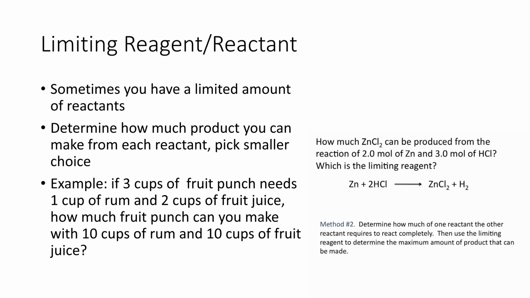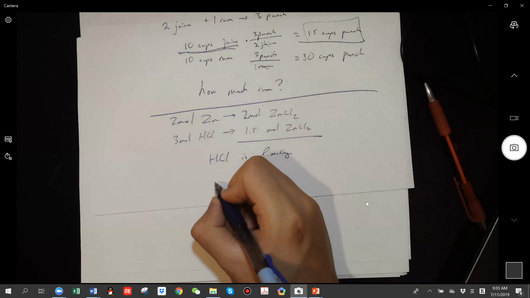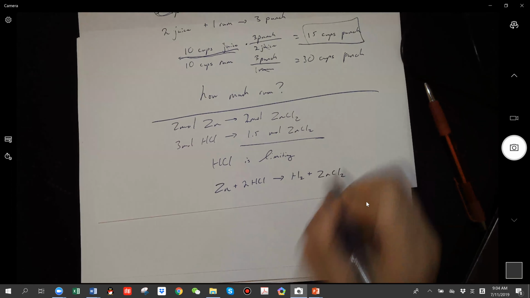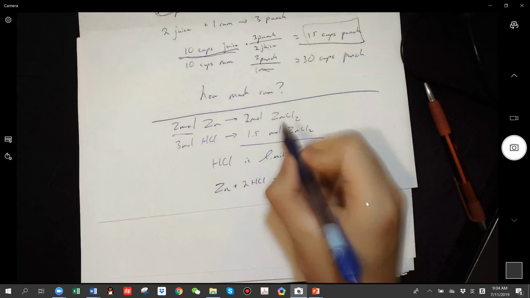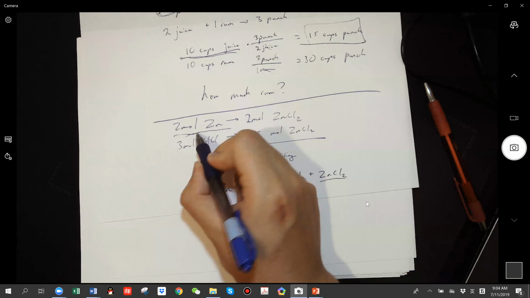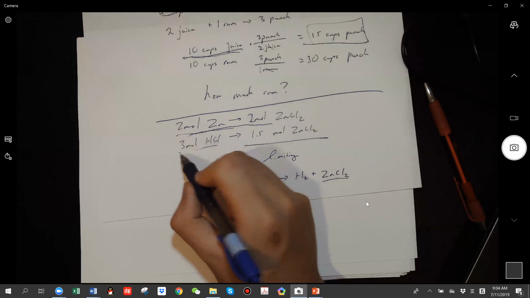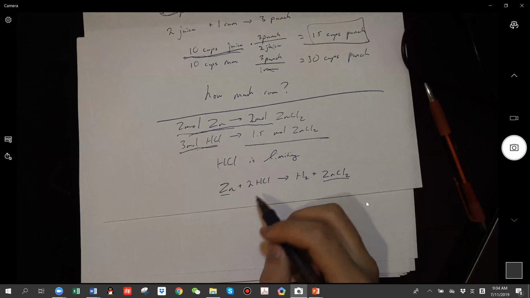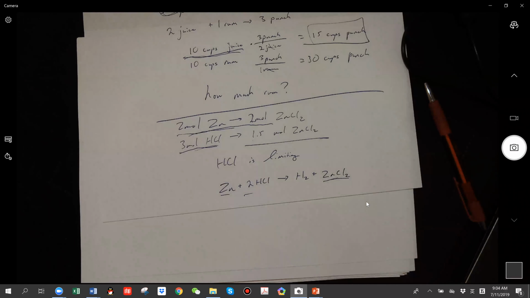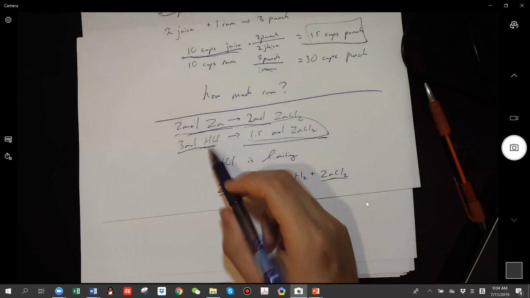So let's see. Our reaction is, right? Okay. So we have 2 moles of zinc. You can see that zinc is in a 1-to-1 ratio. So if we had an infinite amount of hydrochloric acid, then we would be able to make 2 moles of zinc chloride. Now, we have 3 moles of hydrochloric acid. What if we had 3 moles of hydrochloric acid and an infinite amount of zinc? Since these are in a 2-to-1 ratio, we would be able to form 1.5 moles of ZnCl2. So we pick the smaller number, which is this. And this means that all of our HCl will be consumed. So HCl is the limiting reagent.